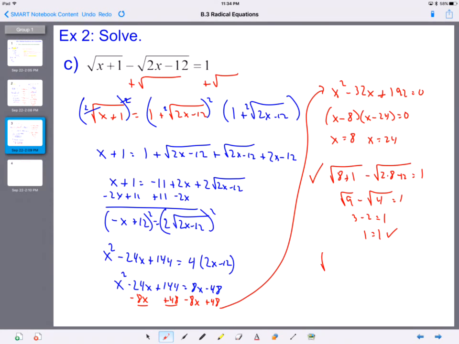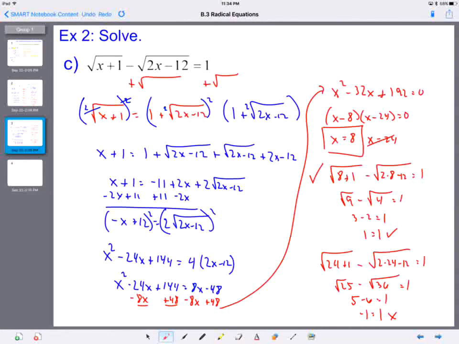And then if we plug in 24, we'll get the square root of 24 plus 1 minus the square root of 2 times 24 minus 12 is equal to 1, so this will be the square root of 25, and 48 minus 12 would be 36, so we have 5 minus 6, close, but not going to work, so negative 1 does not equal 1, so 24 is out, and our only solution is x equals 8. So that'll be your longest solving equation problem that you have.